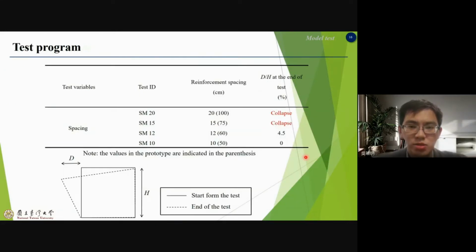In this research, there are 4 sets of experiments, changing the vertical spacing of the reinforcement. As shown in the table, half of the groups collapsed, but the safety factor is all greater than 1. It is hard to determine whether failure will occur by internal stability, thus the failure mechanism needs to be further investigated.